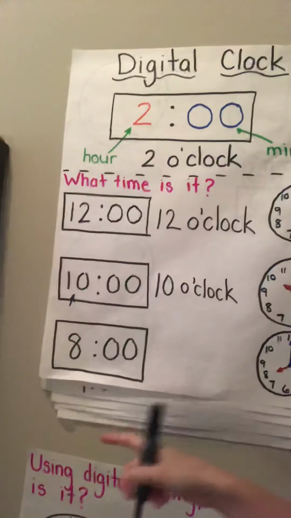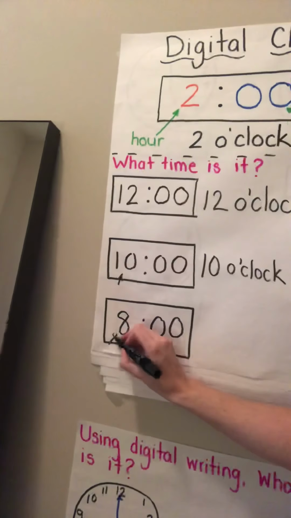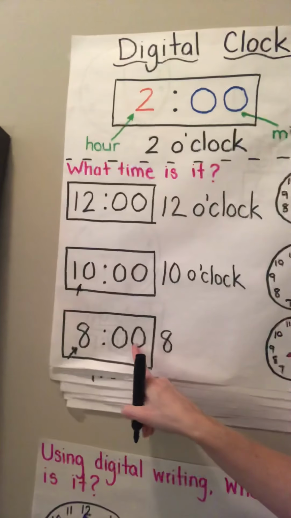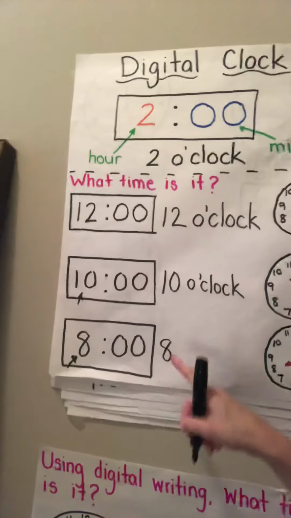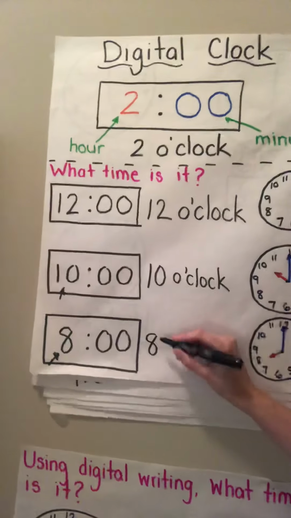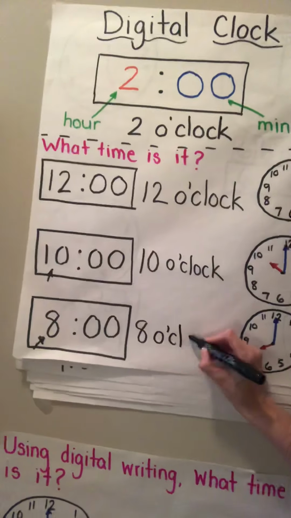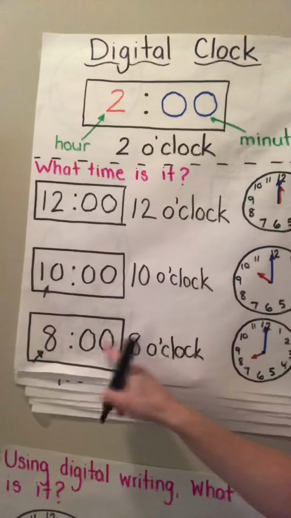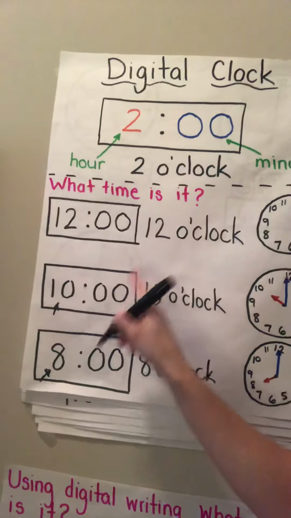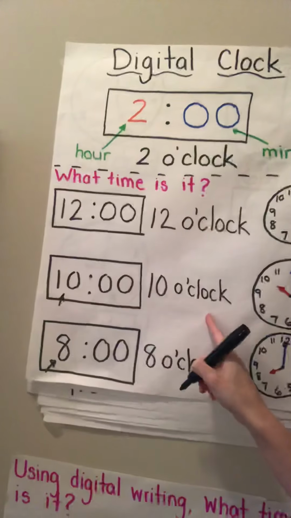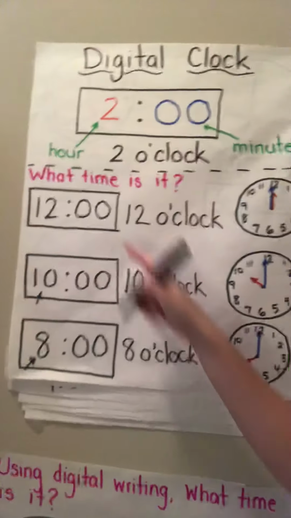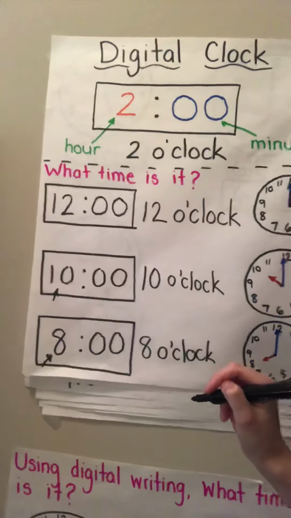And then for our last time, we have in our hour, what number? Right, we have the 8, and then over here for our minutes, we have 00, but again, we don't say it's 8:00, we say it is 8 o'clock. So whenever we have 00 for our minutes, that's when we say o'clock. So here we had 12 o'clock. Then on this digital clock, we had 10 o'clock. Then on this digital clock, we have 8 o'clock. And we say o'clock because they all had the 00 for the minutes.